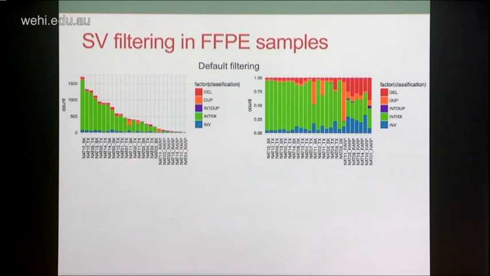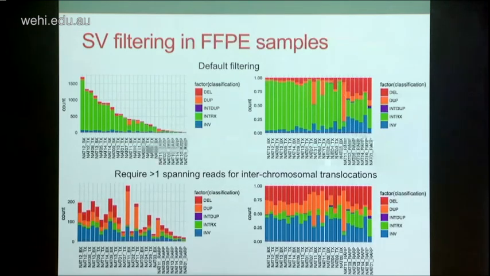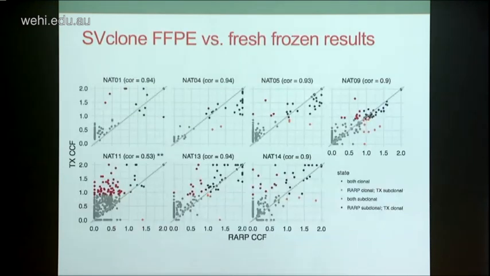And so you can see that the FFP ones are all clustering on the left, and that's due to this very disproportionate amount of interchromosomal translocations. This is the same with proportions that are being called. And these are very unlikely to be true. You can see this by doing a simple filter, more than one spanning read. This cuts down this proportion significantly, and it brings it more in line with what we see in the fresh frozen samples. So there didn't appear to be any problems with the SV calling for FFP, so that was a good first step.